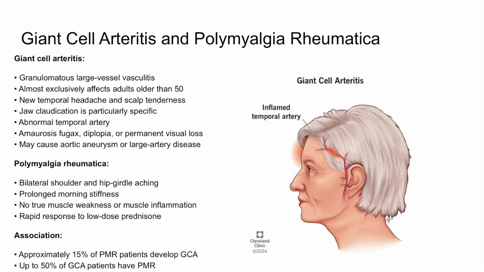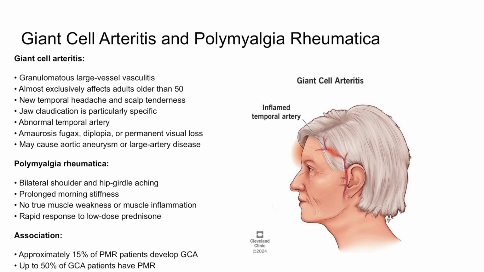Polymyalgia rheumatica causes bilateral shoulder and hip girdle aching with prolonged morning stiffness, but it does not cause true muscle weakness or muscle inflammation. Symptoms often improve dramatically with low-dose prednisone.